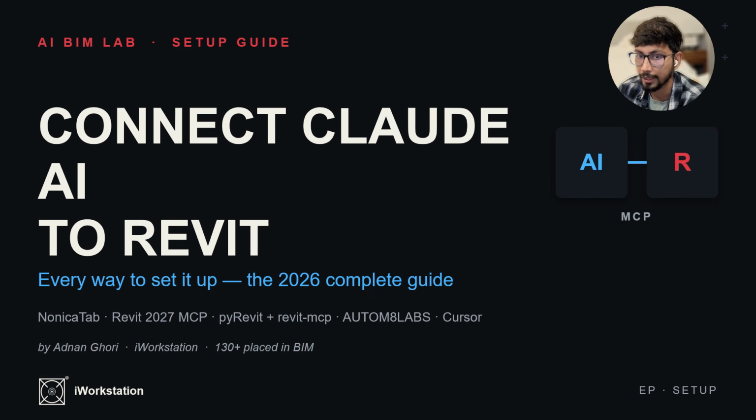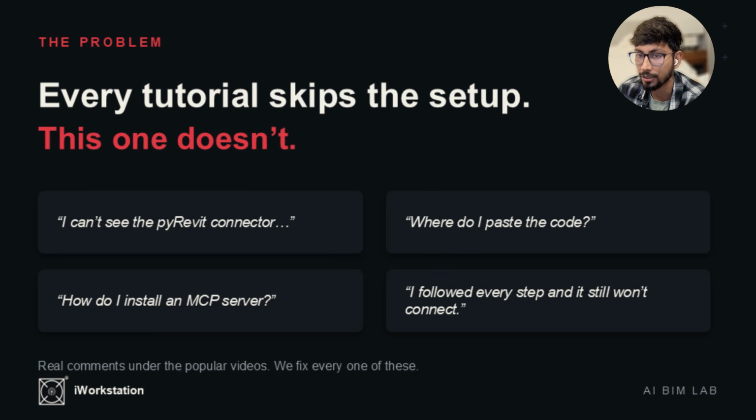Everybody is posting these AI controlled Revit videos and then completely skips how to actually set it up. The comments are full of people stuck. I can't see the connector. Where do I paste this code?